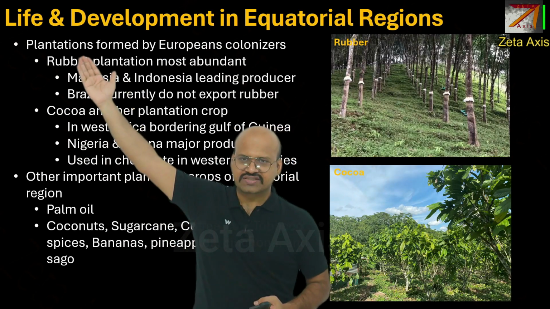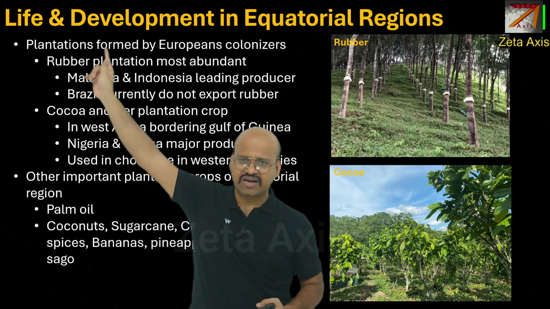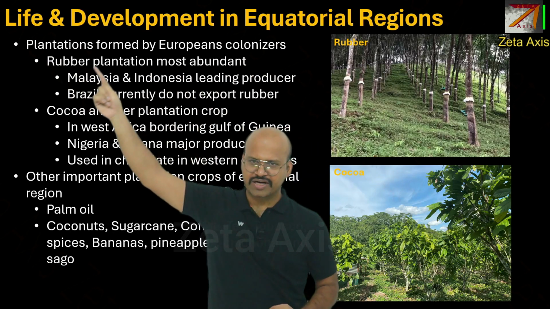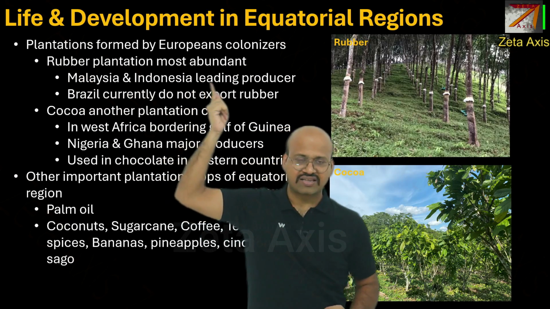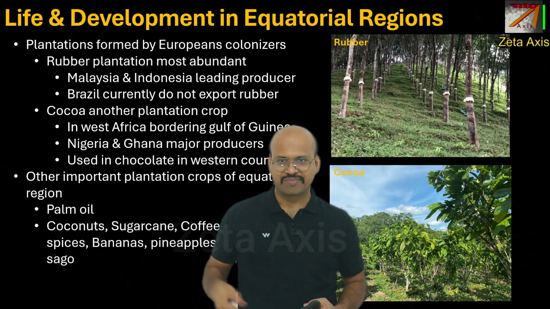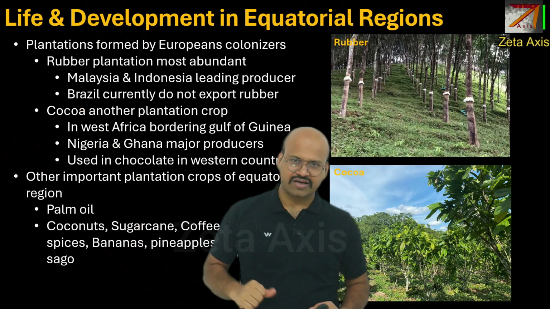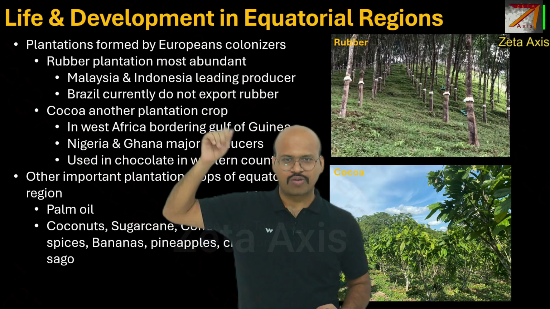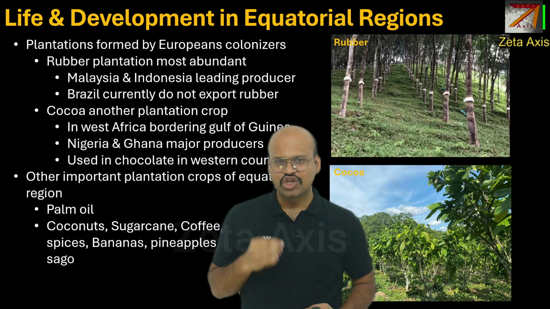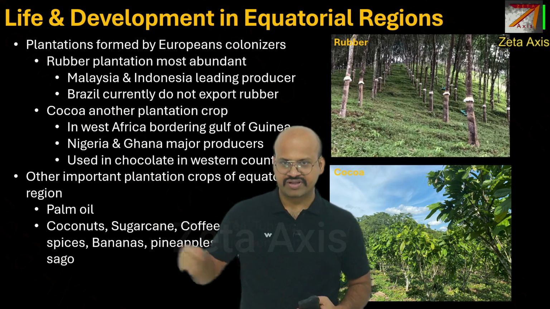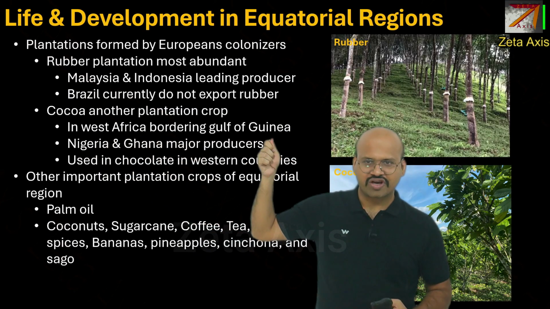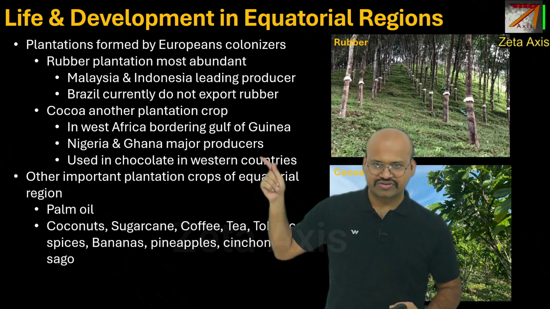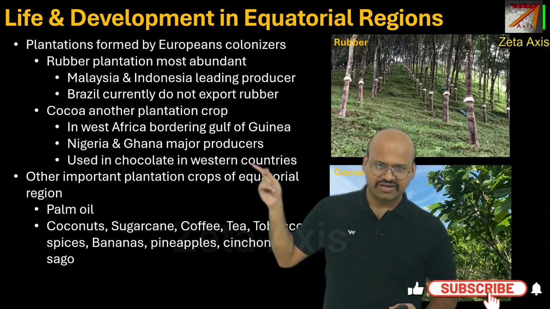Then, when the Europeans arrived in these regions, they started plantation work. The most important was rubber plantation, which was most abundant. Malaysia and Indonesia are the leading producers of rubber currently. Brazil used to be the leading exporter earlier, but now it does not export much rubber. Cocoa is another plantation crop which is used for chocolate production mainly in European or Western countries. In West Africa, bordering the Gulf of Guinea, we see a lot of plantation of cocoa. Nigeria and Ghana are the major producers. It is used in chocolate production in Western countries.